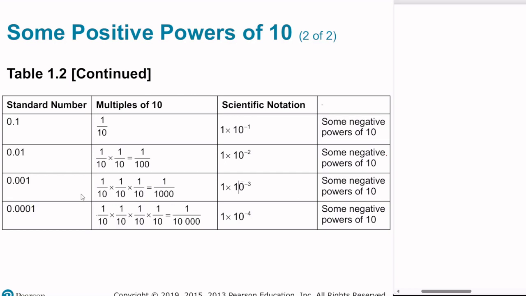1 times 10 to the minus third would be expressed as 0.001, and that would be equal to 1/10 times 1/10 times 1/10, or 1/1000th. 1 times 10 to the minus 2 is 0.01, and that could be expressed as 1/10 times 1/10, or 1/100th. Notice that's in the hundredths place. That's 1 out of 100. Then we have 1 times 10 to the minus 1, which is 0.1, which can just be expressed as 1 over 10. It's in the tenths place, and that's 1/10, 1 out of 10.